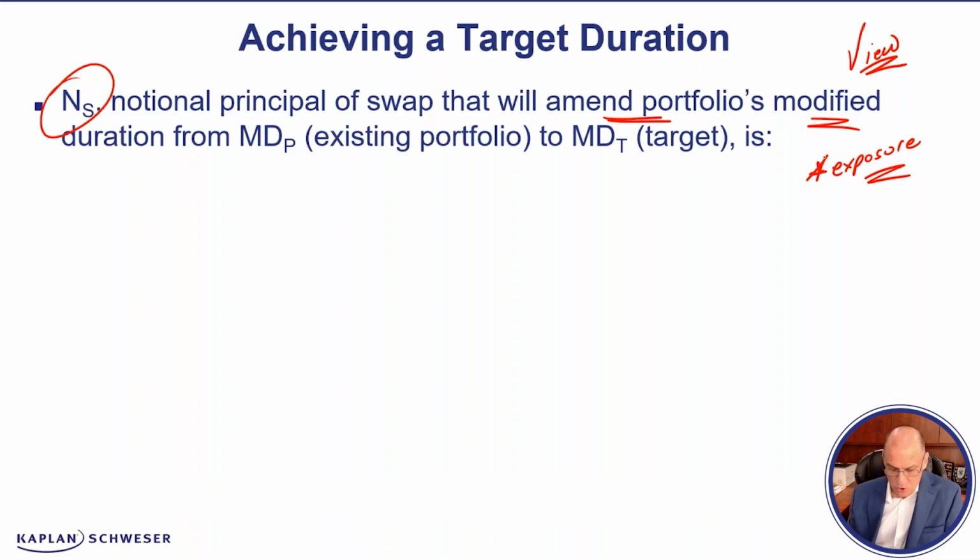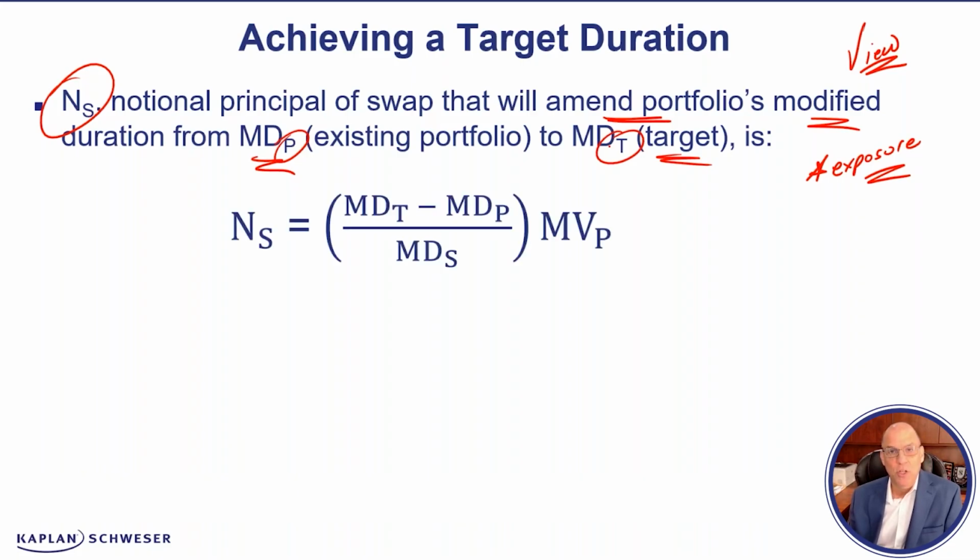So we have the notional principal of a swap. Once again, it amends a portfolio's modified duration from the modified duration of the portfolio, which is our existing one, to some sort of target, which is our one here. Let's go ahead and take a look at our formula. If you are studying for the Level 3 exam, you need to commit this to memory. It's not really that difficult of an equation. When we look at futures in a little bit, and equity futures, it looks a little bit similar. So you're going to need to know this particular formula.